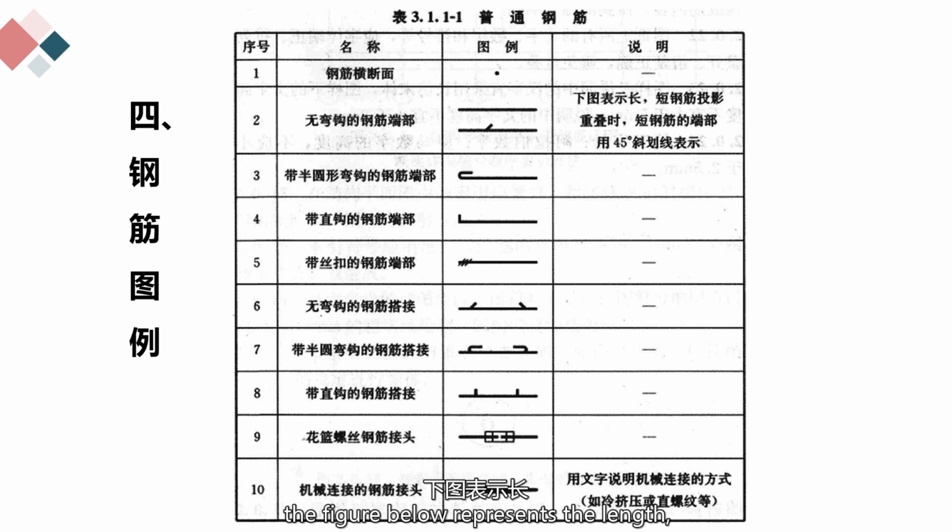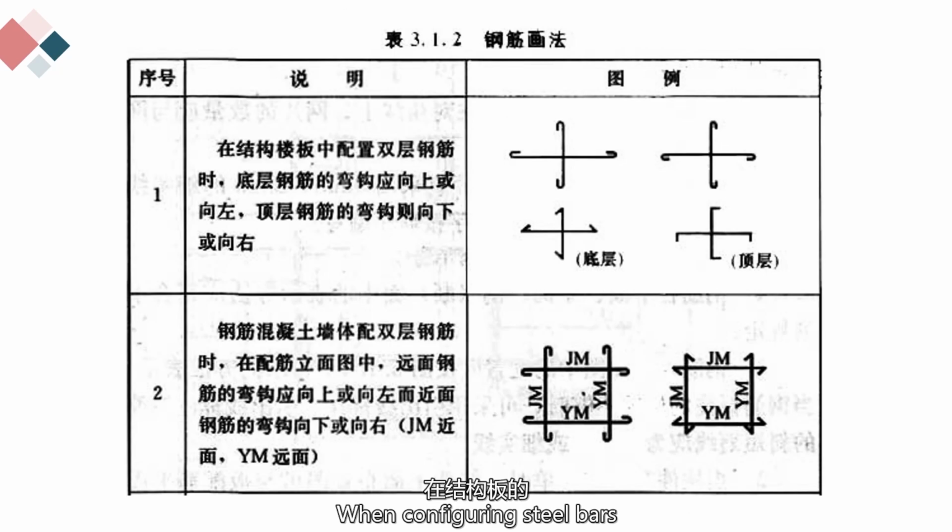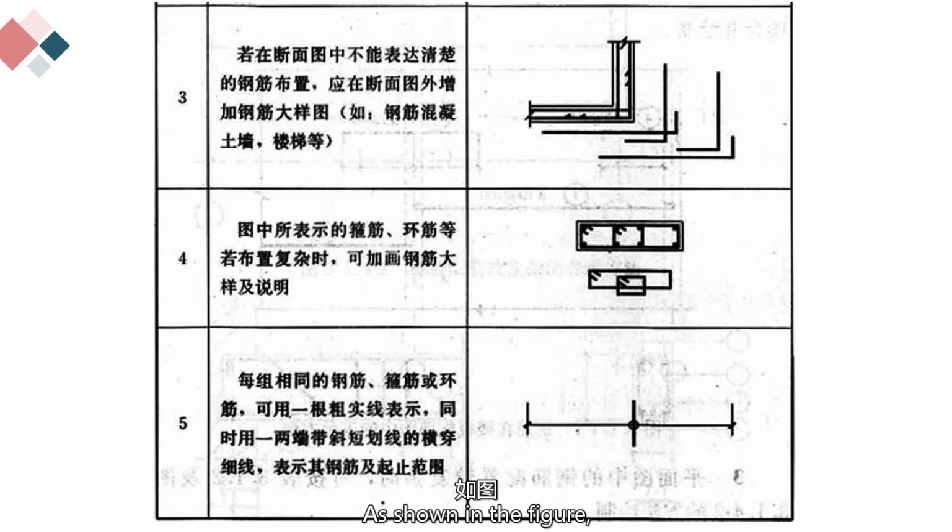The figure below represents the length when short steel bars overlap in projection. The ends of the short steel bars are indicated by a 45-degree diagonal line when configuring steel bars. In structural slabs, for double-layer steel bars, as shown in the figure, the hooks of the bottom layer steel bars should face up or to the left, while the hooks of the top layer steel bars should face down or to the right, as shown in the figure.